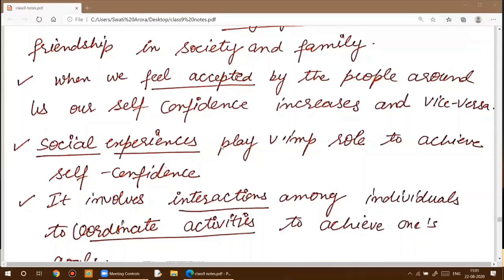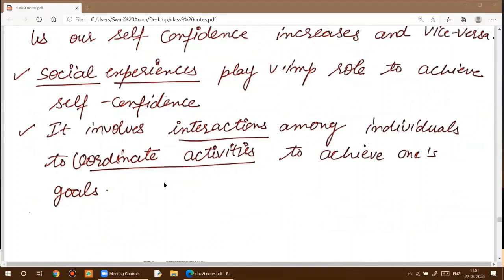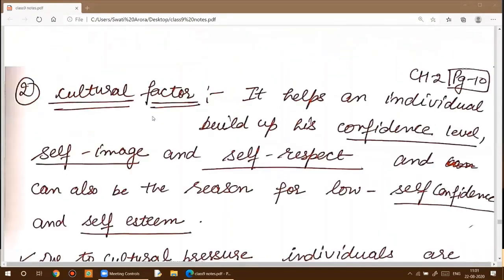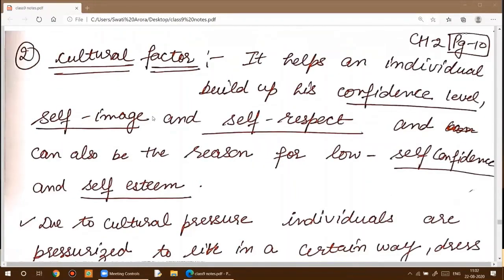So social experiences also play a very important role in achieving self-confidence. Like you have participated in a competition and you have won, and people are coming to congratulate you, so definitely you will feel self-confident. Your confidence will be increased. Otherwise, if you have participated in a competition and have not performed well, people are saying bad words to you or are not supporting you, so definitely you will feel less confident. So the social factor plays a very important role in raising or degrading your self-confidence.